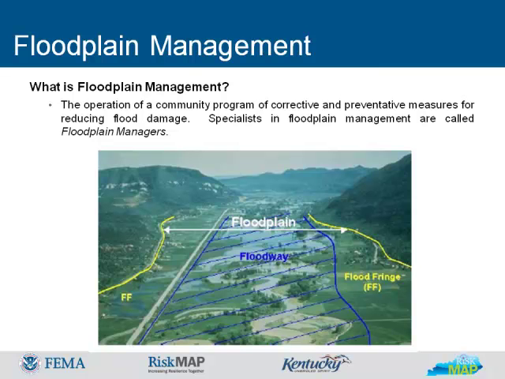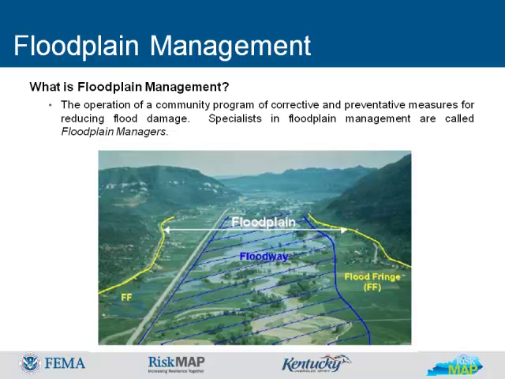Floodplain management is the operation of a community program of corrective and preventative measures for reducing flood damage. These measures take a variety of forms and generally include requirements for zoning, subdivision or building, and special purpose floodplain ordinances. The responsibility for reducing flood losses is shared by all units of government, local, state, and federal, and the private sector. A community's agreement to adopt and enforce floodplain management ordinances, particularly with respect to new construction, is an important element in making flood insurance available to home and business owners.